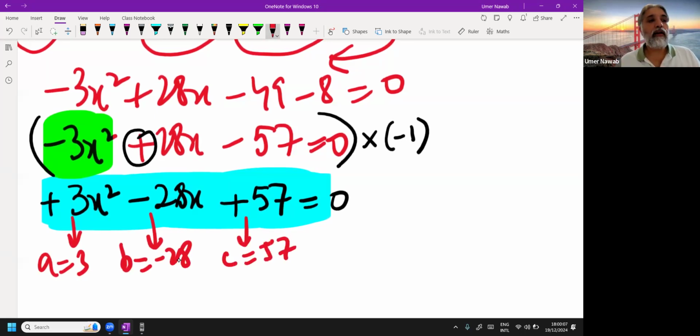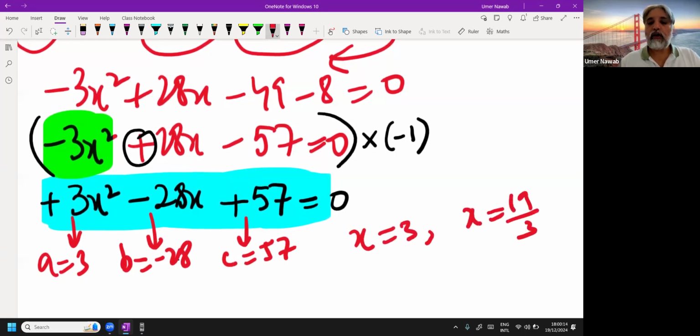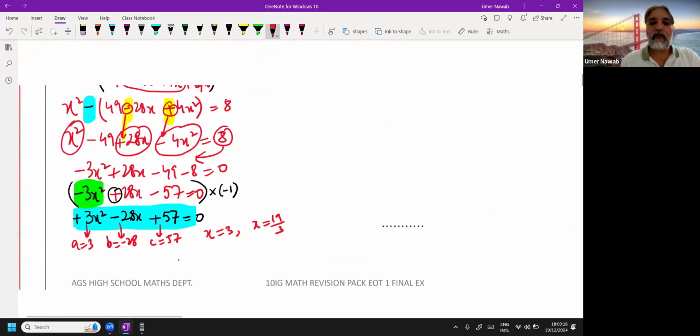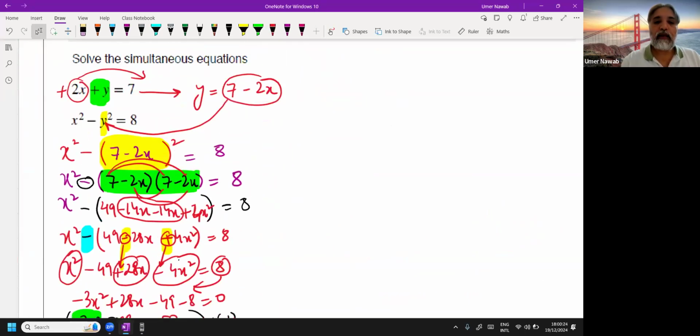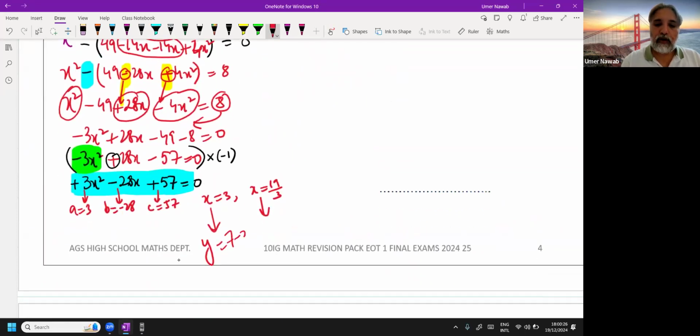You guys apply the quadratic formula. So that gives you the value of x is equals to 3 and x is equals to 19 over 3. And corresponding to these values of x, you will try to find the values of y. So y, I'm going to plug it here, 7 minus 2 times 3. And for this one, 7 minus 2 times 19 over 3. So I will get value of y 1. And here I'm going to get the value of y equals to negative 17 over 3.